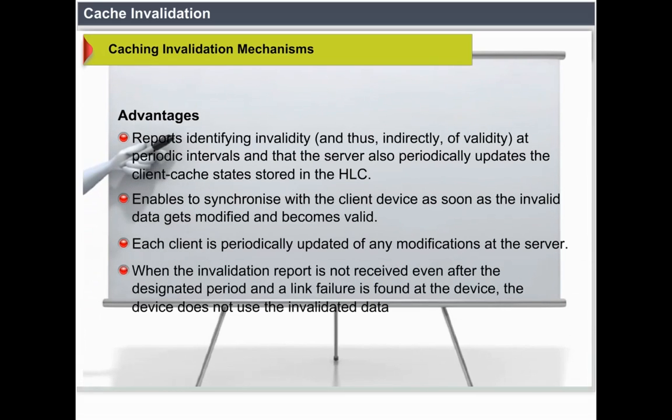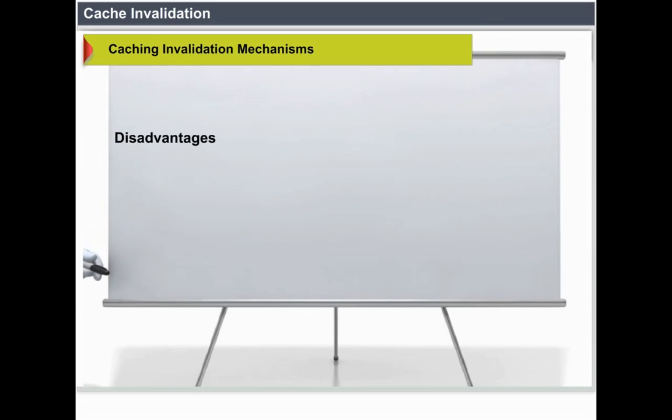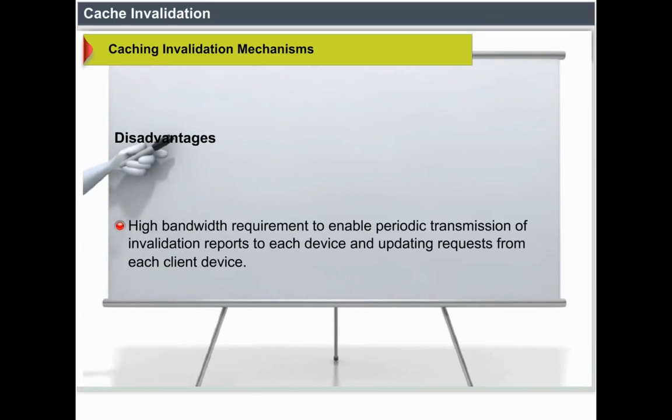When the invalidation report is not received after the designated period and a link failure is found, the device does not use the invalidated data. Instead, it requests the server for an invalidation update. Disadvantage: high bandwidth requirement to enable periodic transmission of invalidation reports to each device and updating requests from each client device.